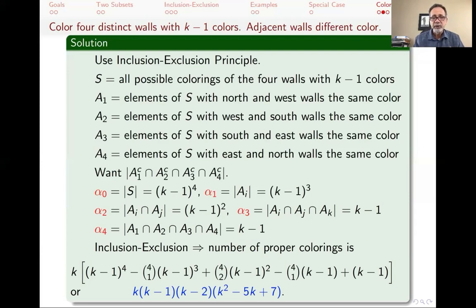This is a pretty amazing formula because first of all, it has a root when K is 0, 1, or 2. So because if you have 0, 1, or 2 colors, you can't color this room with the condition that you're given, and this will give you 0. But if K is 3 or 4 or 5, for example, it'll tell you how many ways you can color this room.